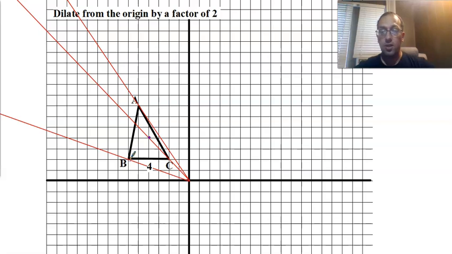So I want to double that. I want to go -12, so I need to go over another 6. 1, 2, 3, 4, 5, 6. That puts me at -12, and I need to go up 2 more right there. And so that is where B prime will end up.